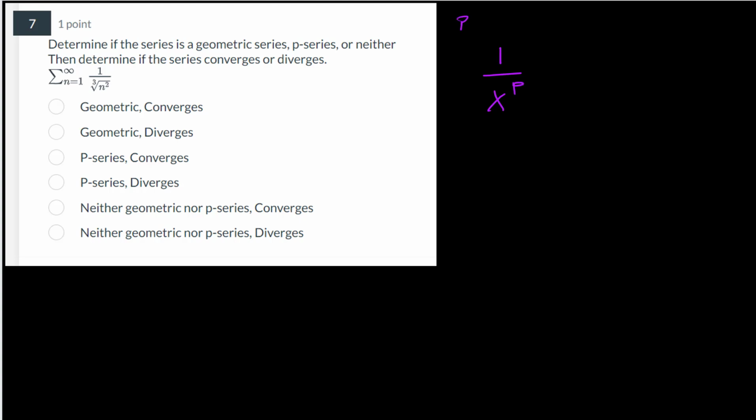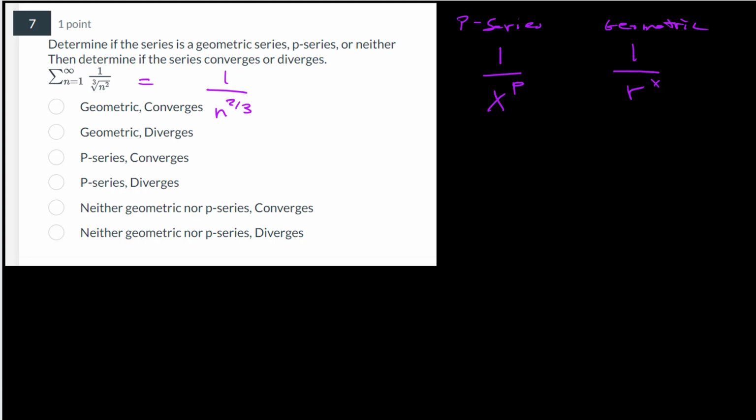Okay, so this is a p-series, because p is going to be the power here, and a geometric series is going to be like 1 over r raised to the x. This is more like a geometric series where x is the variable. So p is a number, r is a number. P-series, geometric series, which one do we have here? Well, we can rewrite this as 1 over n to the 2/3, changing the radical notation here to exponential notation.